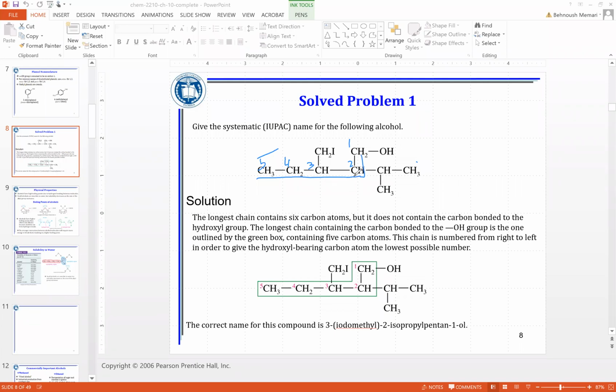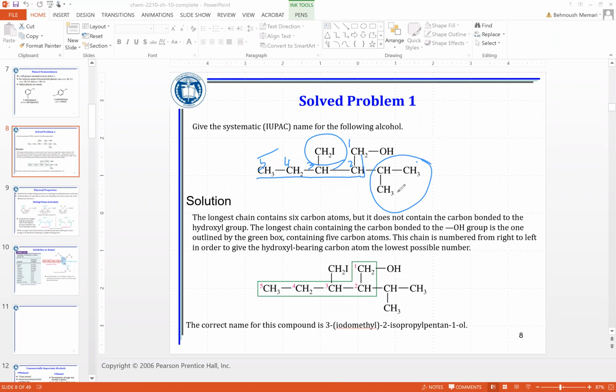So the rules, we always talked about the longest carbon chain, until we started with the alkene. And we said the longest carbon chain, including the alkene functional group. And now it is the longest carbon chain, including the OH functional group. So the OH functional group must be part of the chain.